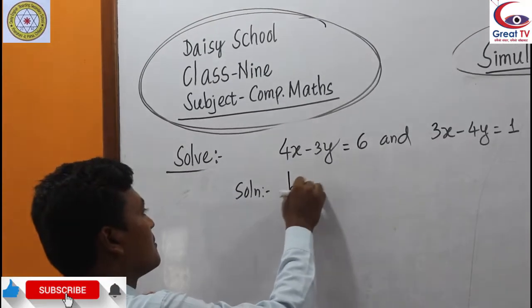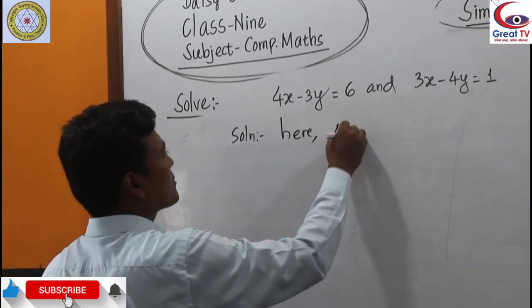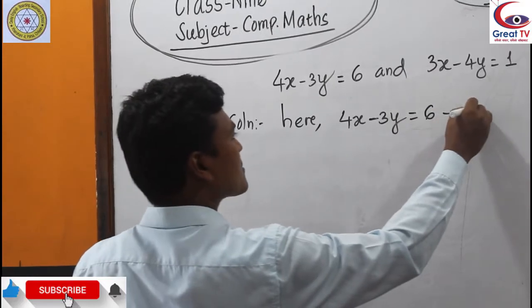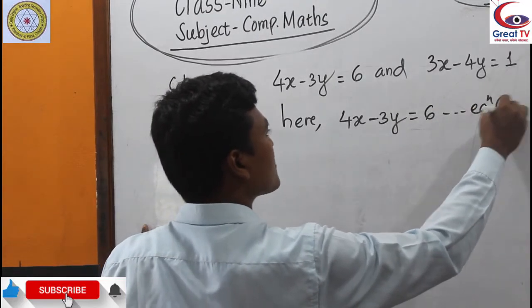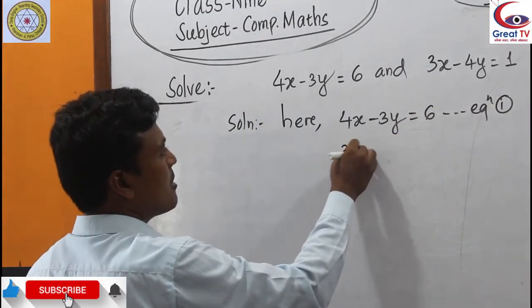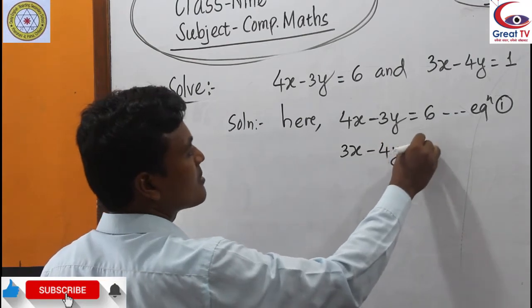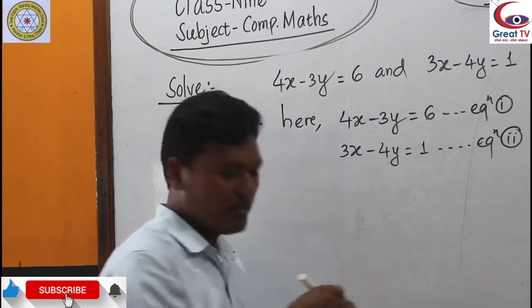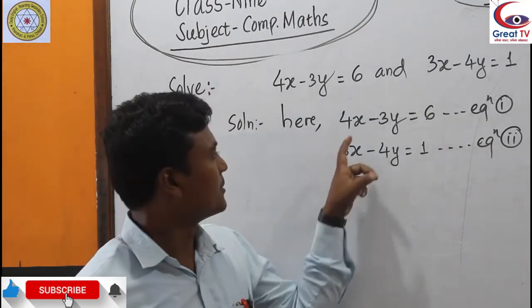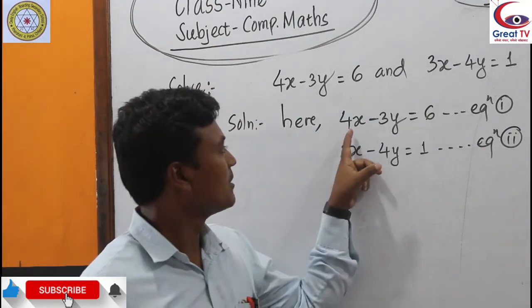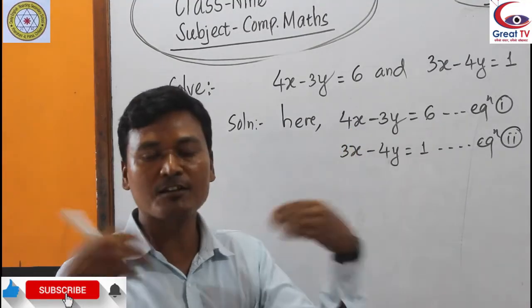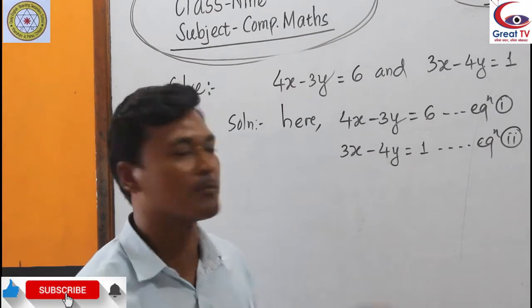Okay, here 4x minus 3y equals 6. So let us consider this equation first. 3x minus 4y equals 1, equation second. Oh, my listener, be careful over here. Okay, let us decide first, x or y. So if you want to solve by eliminating the x variable, check the coefficient.